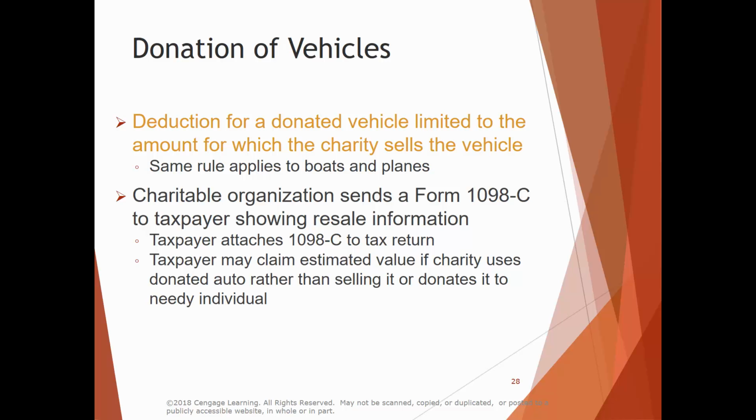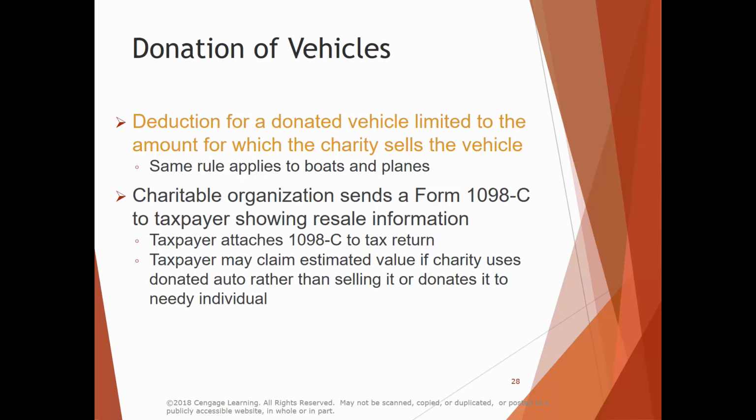And now we've got a way to track it called the 1098-C. So if I give my car to a 501(c)(3) organization, they're going to do one of two things. They're either going to sell it for cash because they don't need the car, they're just doing it for cash, or it's an organization specifically dedicated, like I just explained. If it's an organization that sells it, then you've got to actually have some sort of proof on the 1098-C of what that organization sold the car for, and that's what you get to deduct.